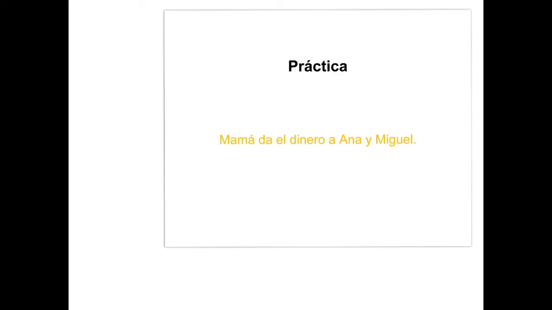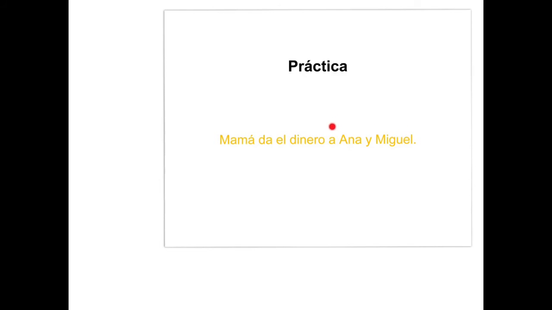In the sentence, Mamá da el dinero a Ana y Miguel, the first thing you need to do is identify what the indirect object is in your sentence. Remember, to do that, you are going to ask the question, to whom or for whom. So, Mamá da el dinero a Ana y Miguel means Mom gives the money to Ana and Miguel. The question you should ask is, to whom does Mamá give the money? In the sentence, the answer should be, Mamá gives the money to Ana y Miguel.